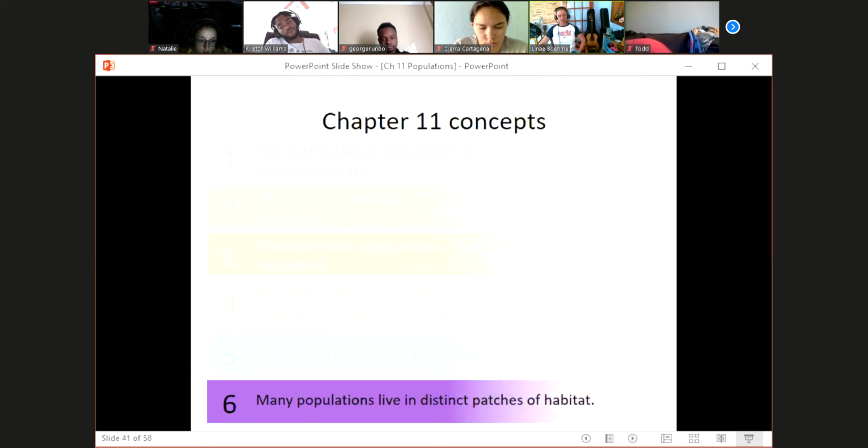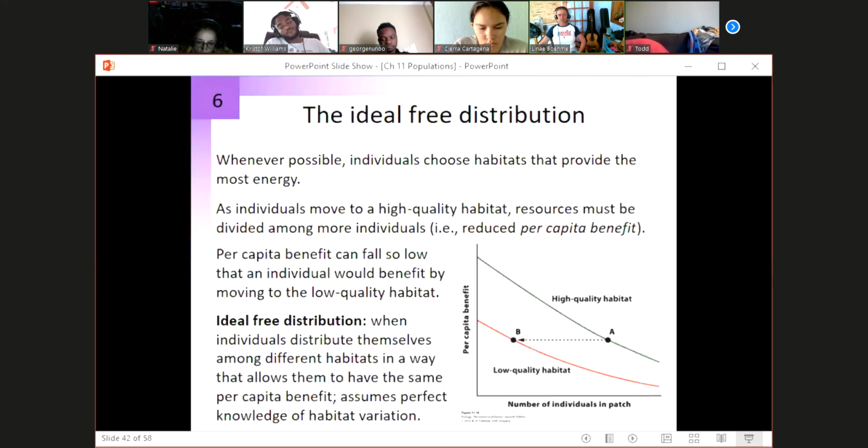So now we're going to talk about these organisms that do live in these distinct areas of habitat. When you have different patches of habitat, you would expect everybody to divide themselves out so that they have the best quality habitat possible. So everybody starts out in this high quality habitat. What is the line where they decide to move from a high quality habitat to the low quality habitat?